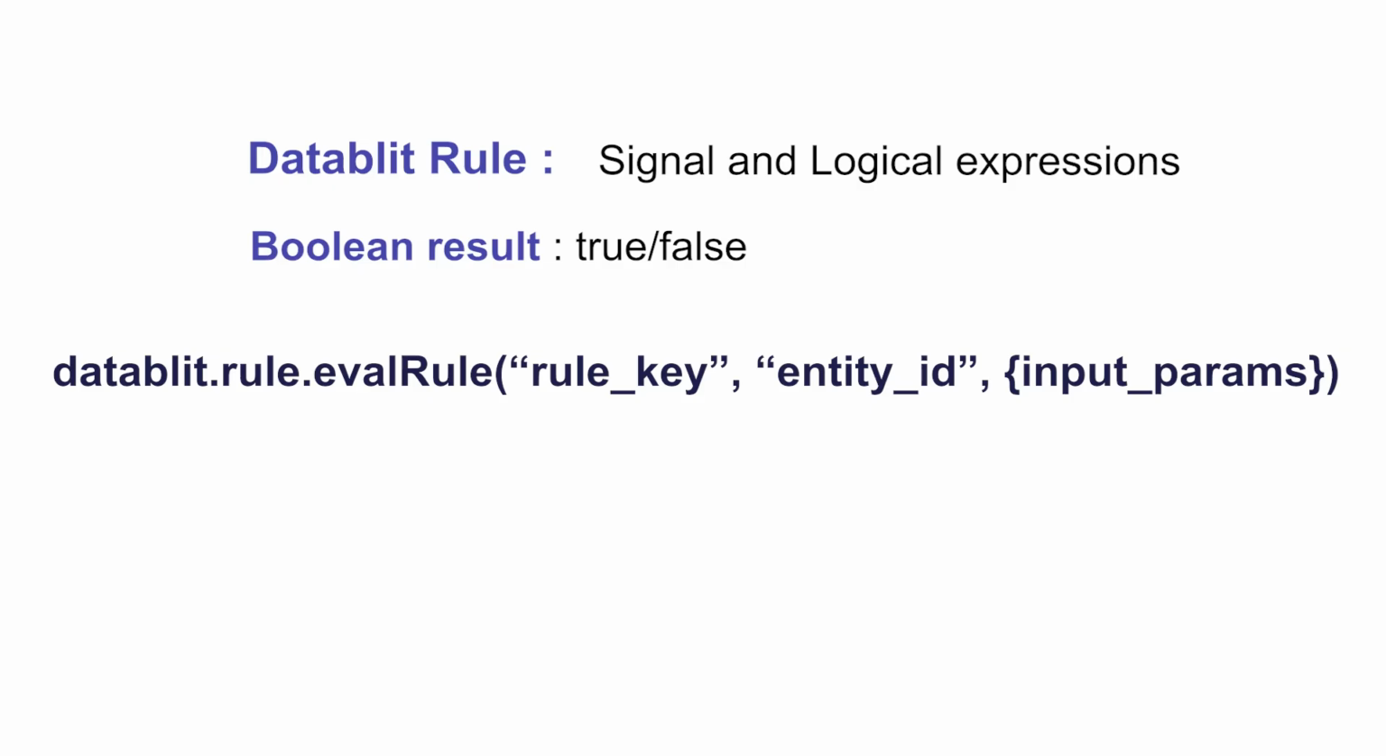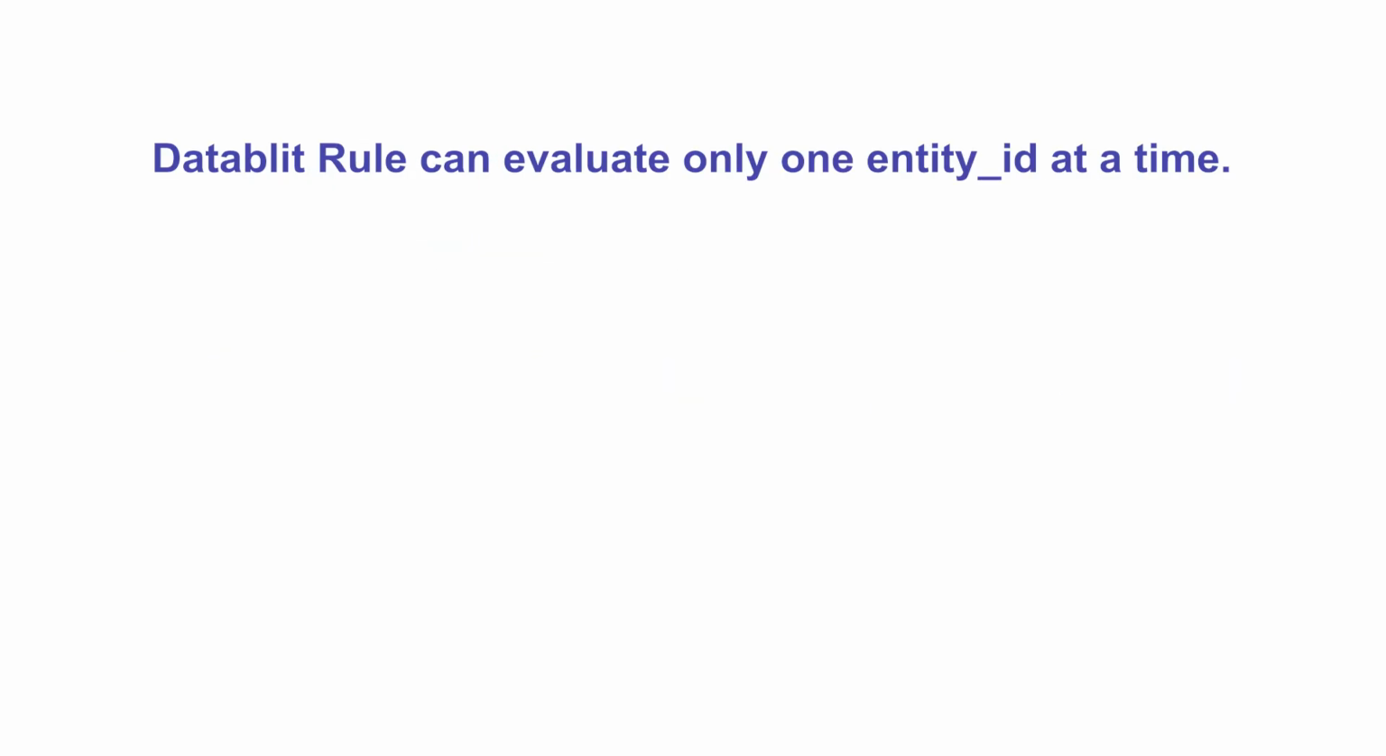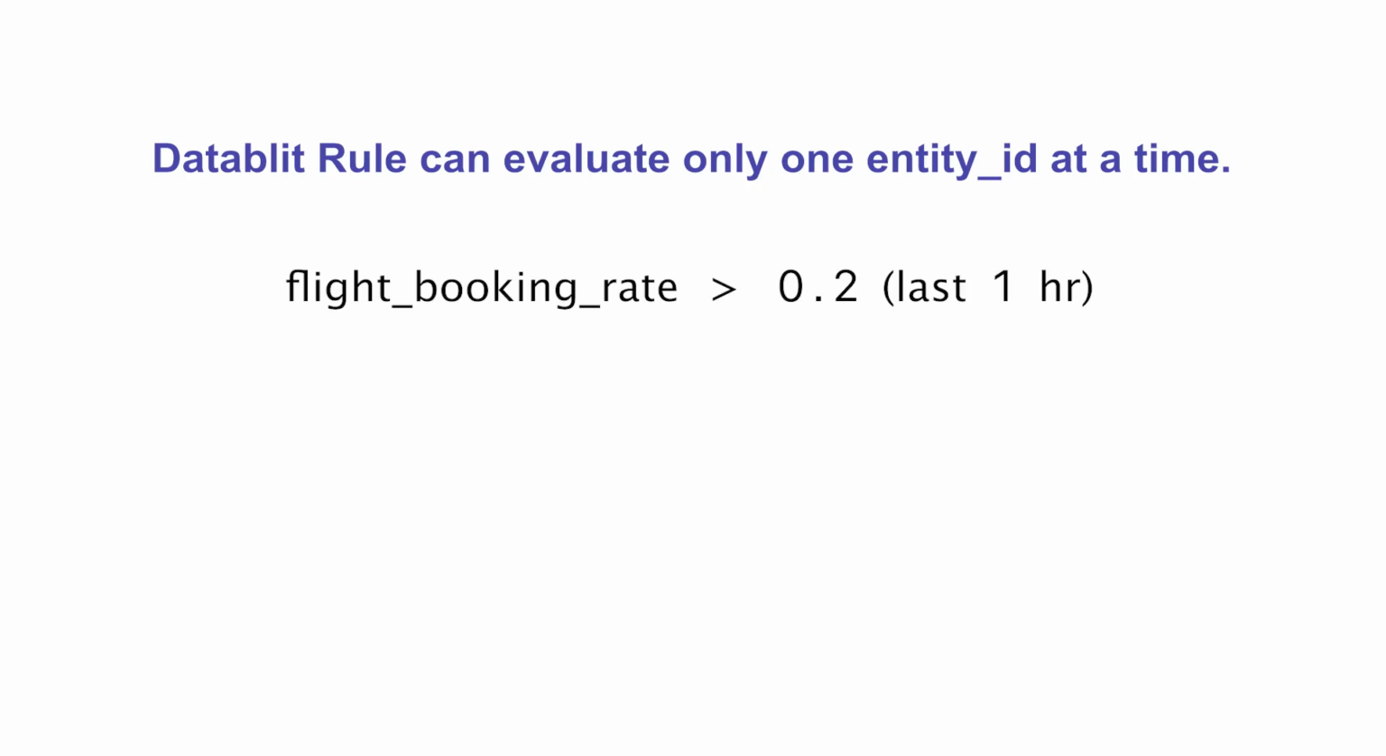So to execute the problem statement, we have already created 3 signals with 2 different entity fields. But a Datablit rule can evaluate only one entity ID at a time. So we need to create 2 separate rules. One to check if the flight booking rate is greater than 0.2 in the last 1 hour and another to verify if the user session count is more than 2 in the last 6 hours.